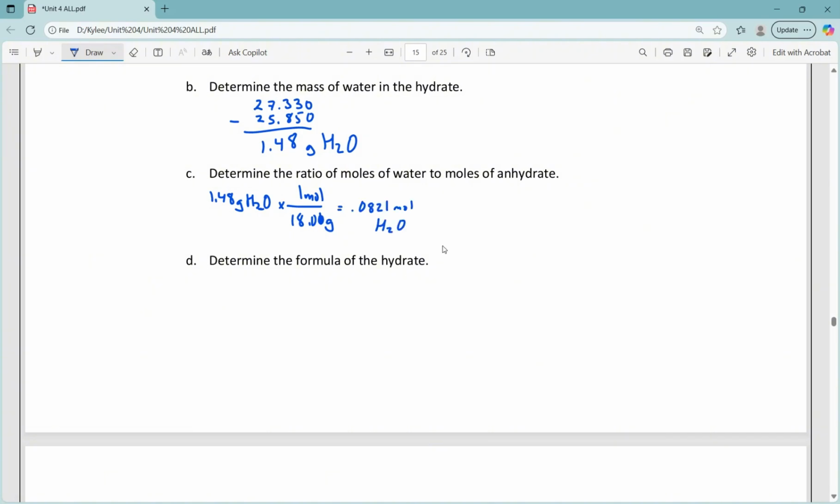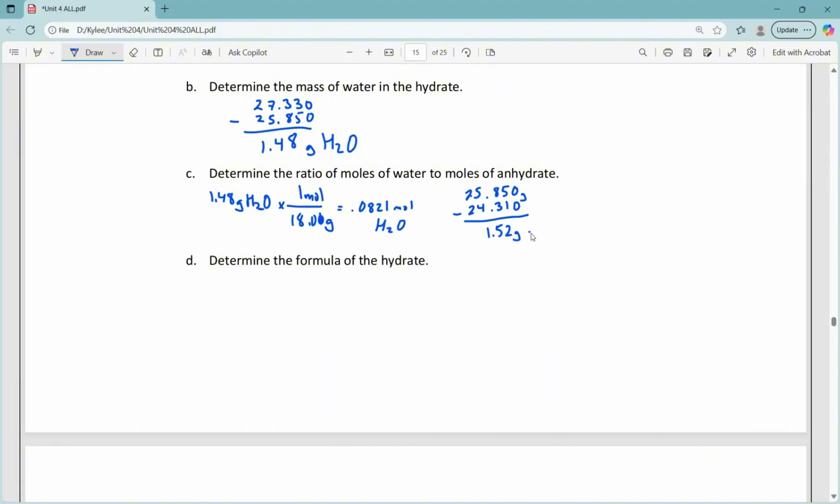Then I need to figure out the mass of just my anhydrate. This is where I'm going to take the mass of the empty test tube and subtract it from the mass of the hydrate after the 3rd heating. So 25.850 was after the 3rd heating, and if I subtract just the test tube off here, which is 24.310, that should give me just the mass of the anhydrate, which is 1.52 grams.